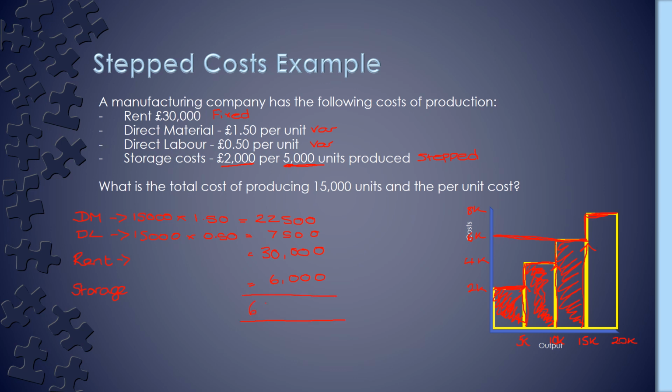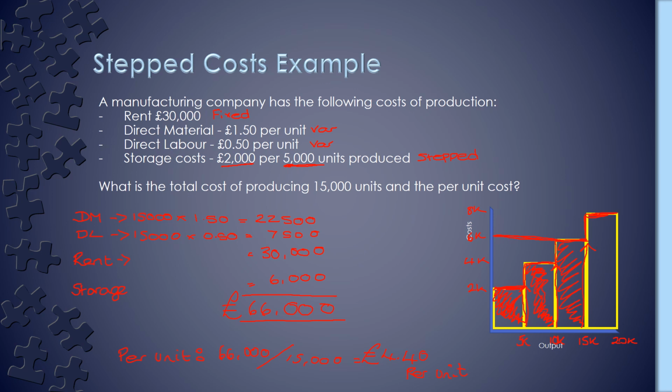So if we then add that together, we get £66,000 for a production cost of 15,000 units, which then means our per unit cost is 66,000 divided by the 15,000 production, and that gives us £4.40p per unit. So that's how your stepped costs work.